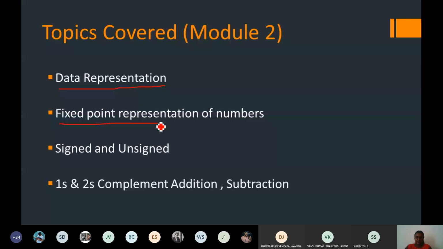You have another type of representation, that is floating point representation, and then we are going to cover signed numbers and unsigned numbers, and how addition and subtraction happen inside a computer, how the computer understands and executes arithmetic operations like addition and subtraction. That we are going to cover in today's class.